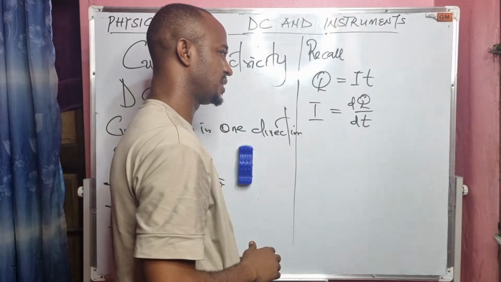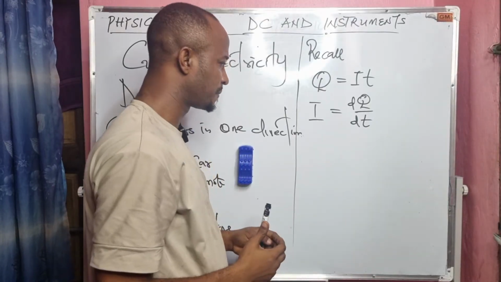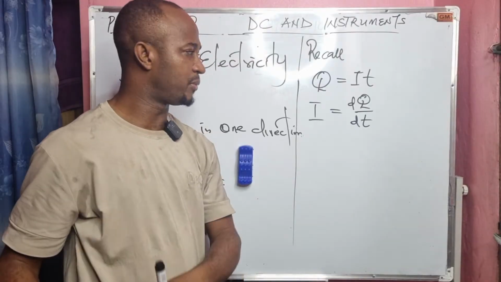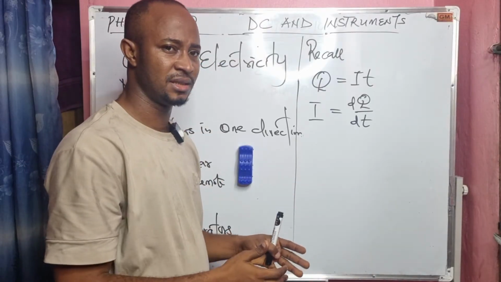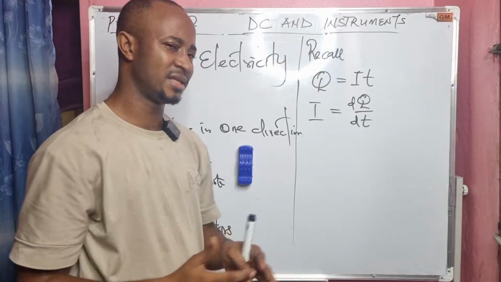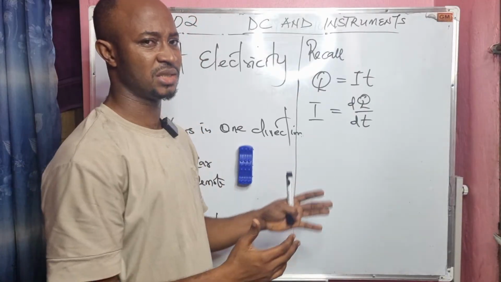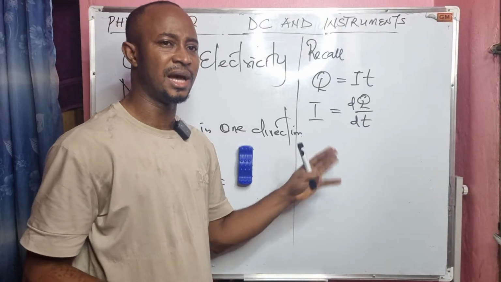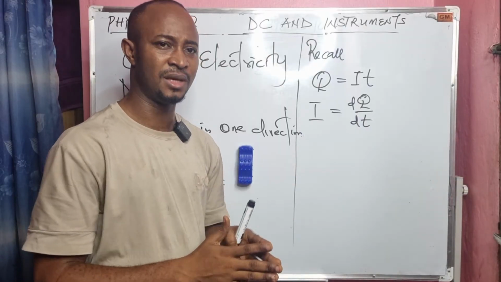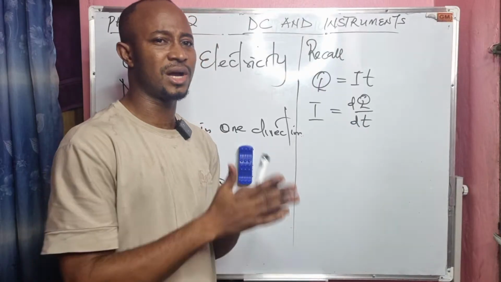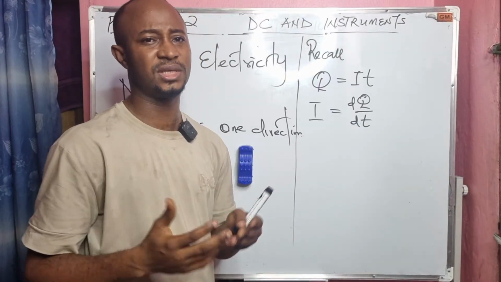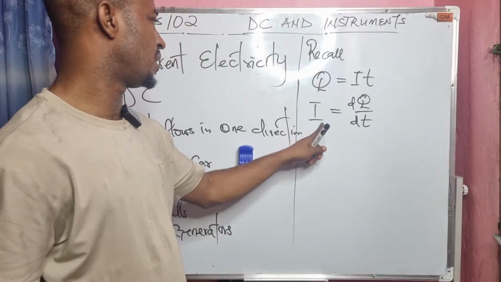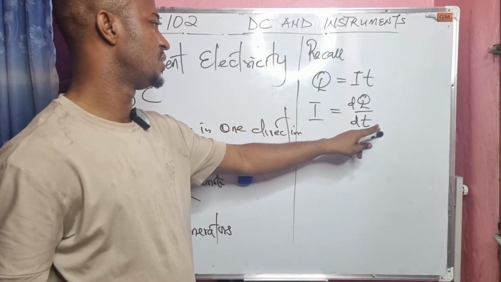One thing we should just know is that current simply means the flow of electric charge from one point to another. When there's a flow of electrical charge, we call that current. And this current can either be direct, that flows in one direction, or alternating, that flows in different directions. So just know that current is equal to charge over time.